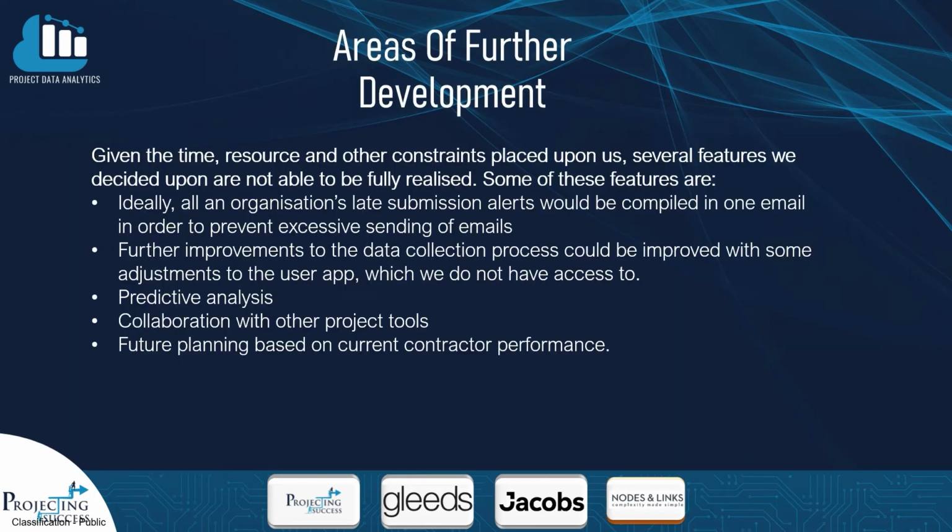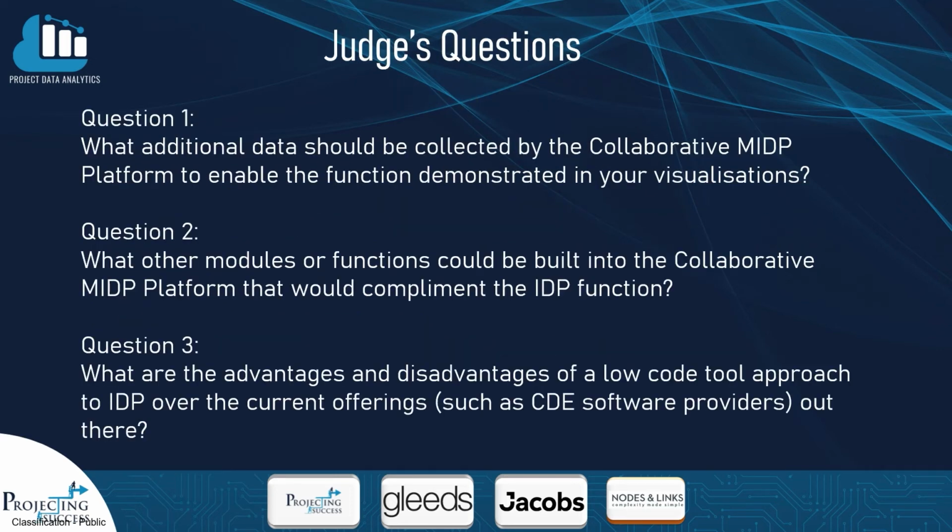Given the time, resource and other constraints placed upon us, several features we decided upon are not able to be fully realised. Some of these features would have been: further improvements to data collection process would be improved with some adjustments to the user app which we do not currently have access to. Ideally, an organisation's late submission alerts would be compiled in one email in order to prevent excess sending of emails. Adding predictive analysis allows for more useful conclusions to be drawn from data gathered. Collaboration with other project tools can increase the utility of both this and other reliant services within the business. With insight into contractors' performance, decisions such as placing orders can be better influenced, so orders arrive when they are most useful and with minimal delay.